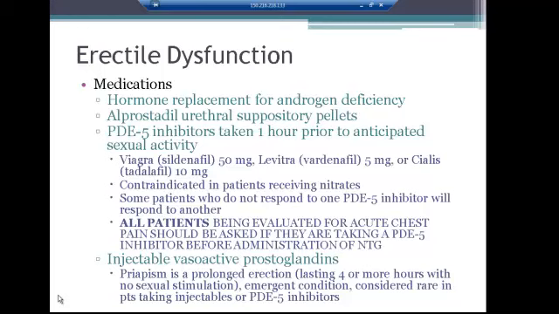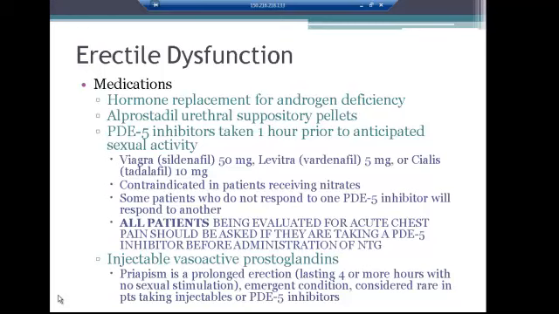Okay. PDE5 inhibitors can be taken 1 hour prior to anticipated sexual activity. These are the drugs we hear about on the news and the TV all the time: Viagra, Levitra, Cialis. They are contraindicated in patients who are receiving nitrates, because they vasodilate, just like nitrates vasodilate. Patients who don't respond to one of the drugs may respond well to another. So if they tried one and didn't have any results, they can try another. You should always try the lower doses first and see how they work before you go on.